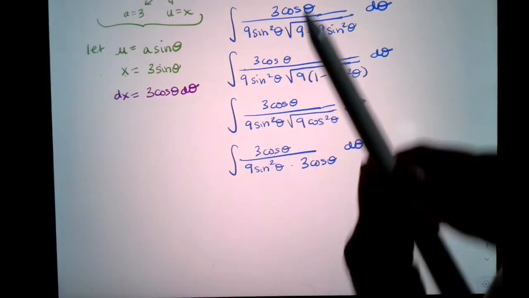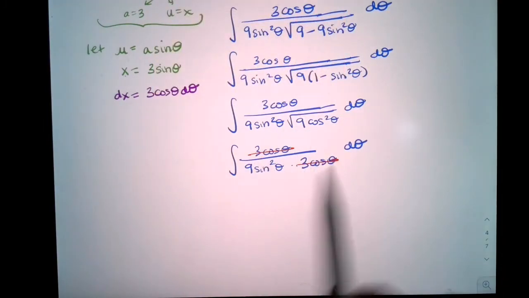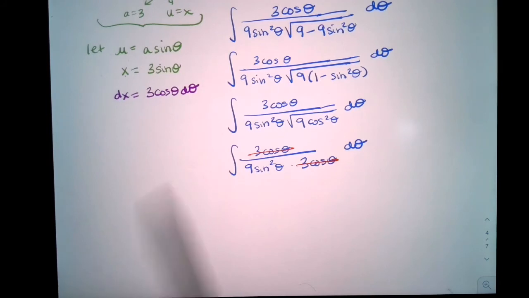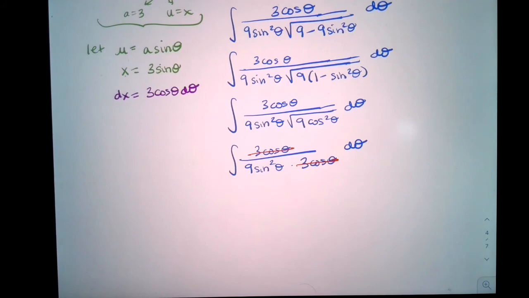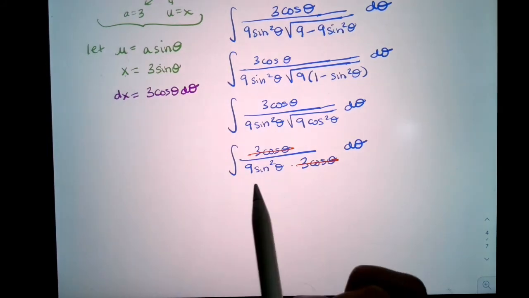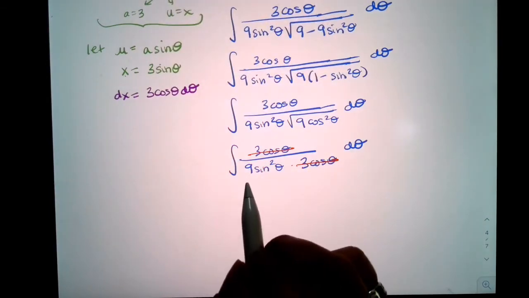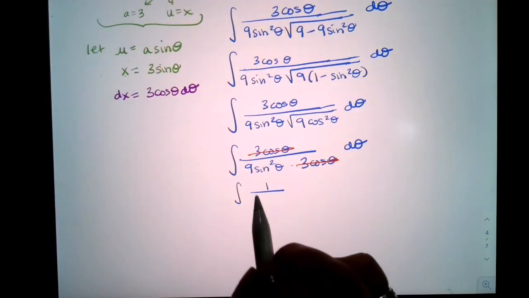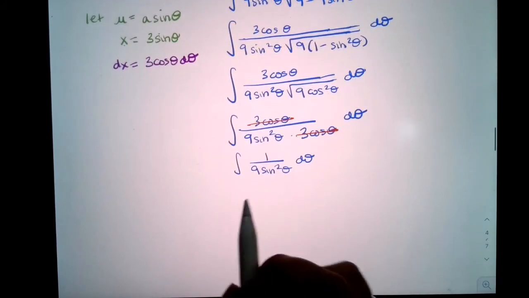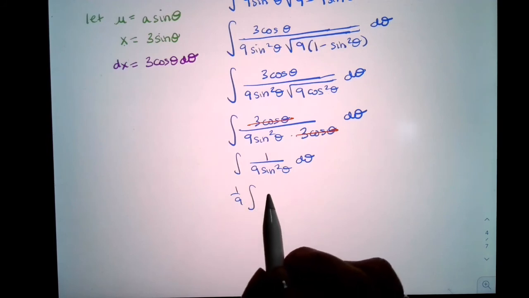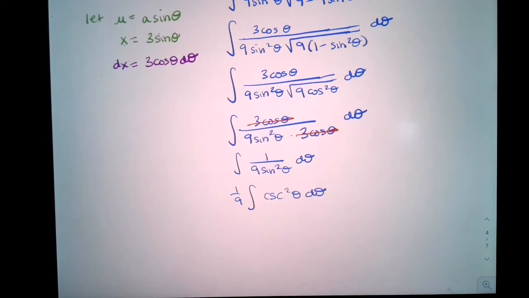So I can totally cancel out the 3 cosine from the numerator with the 3 cosine from the denominator. And some of you may have recognized you could have canceled out the 3 and the 9 here. It's up to you. Okay. But anyway, here's where we're at. Let me regroup and let's sort of pull all this together. What do I have? I have, well, 1 over 9 sine squared theta. That's 1/9 times the integral of cosecant squared theta.